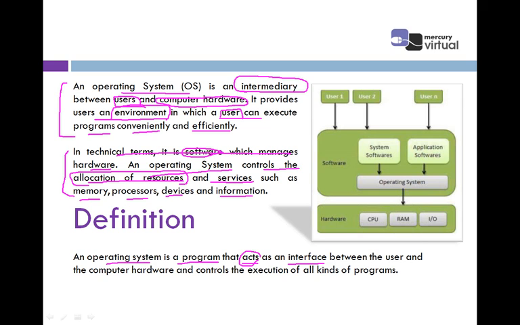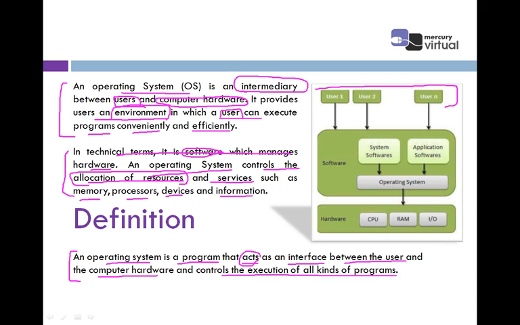Interface means there is some mediator which acts between the user and the hardware. So it acts as an interface between the user and the computer hardware and controls the execution of all kinds of programs. This definition simply says the operating system is a mediator that behaves between the user and the hardware. Right. This is the main diagram of the operating system.